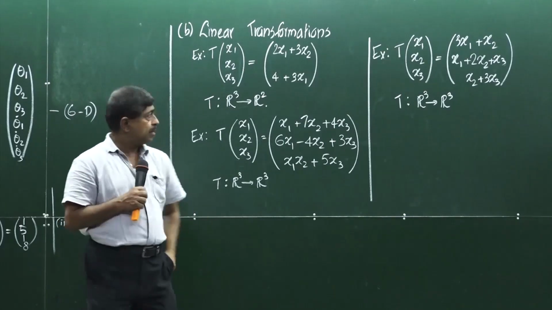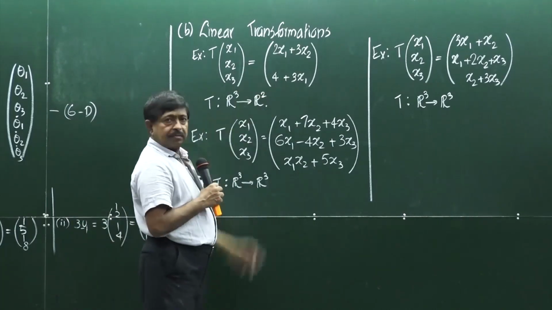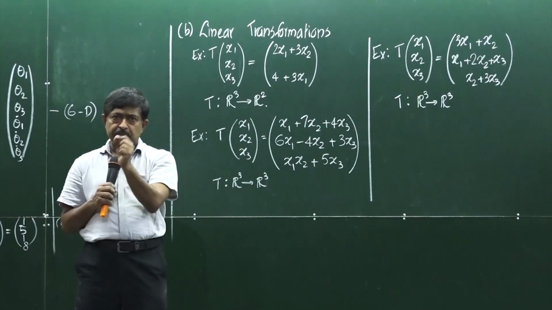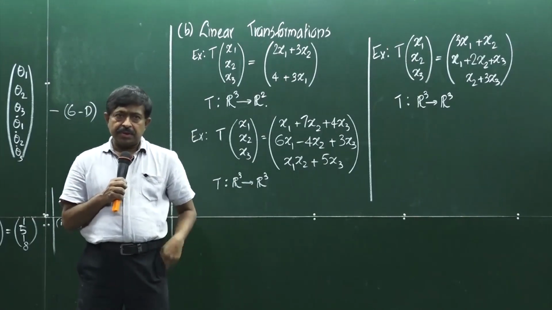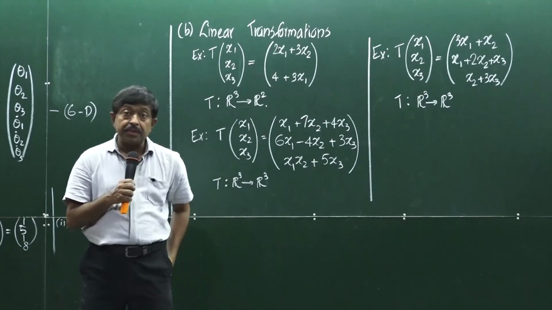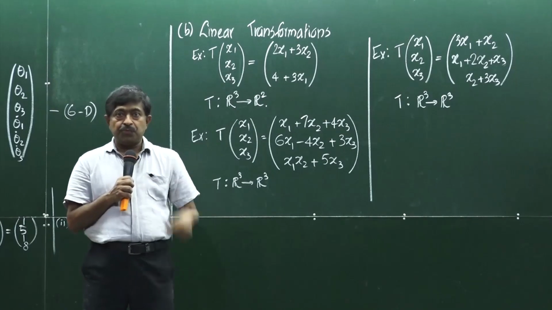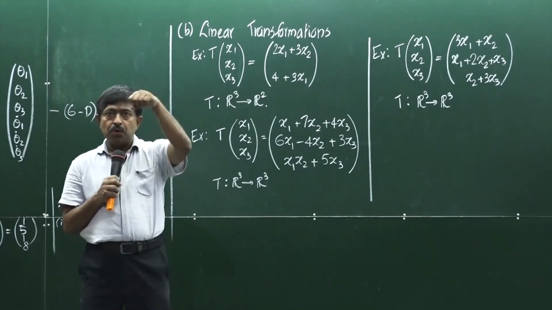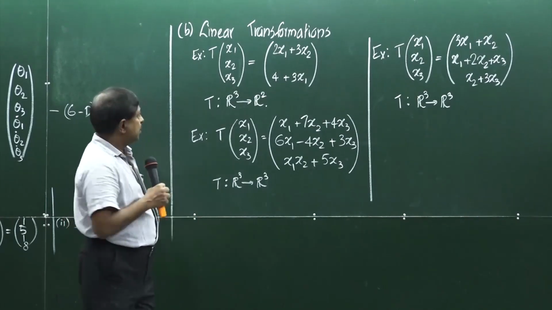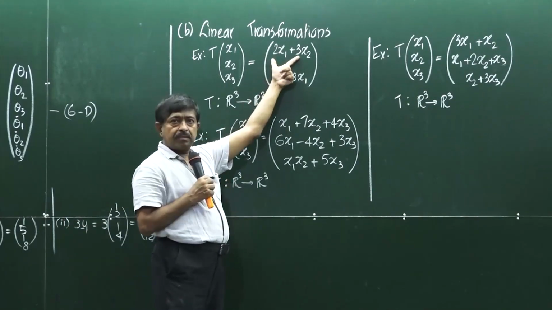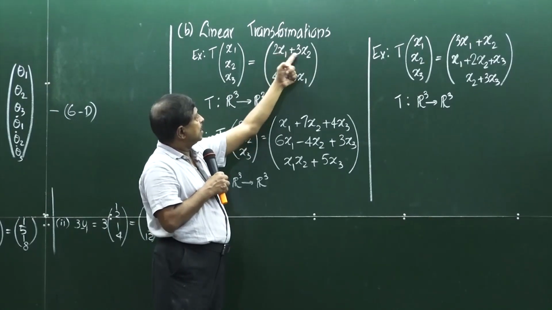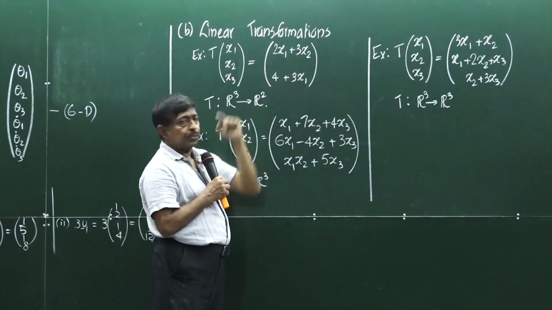Simple, right? Is it linear? So it should always be like this: ax plus by plus cz. That's the linear expression of x, y and z. If you plug in x equal to 0, y equal to 0, z equal to 0, you should get 0. Is this linear? Yes. Why? They are added, and before that they are scalar multiplied, like 2x1, 3x2.